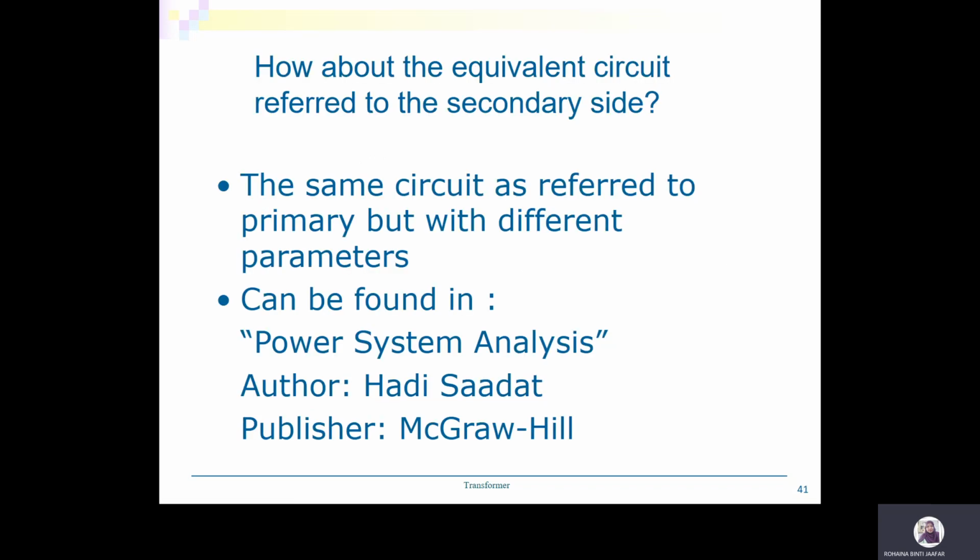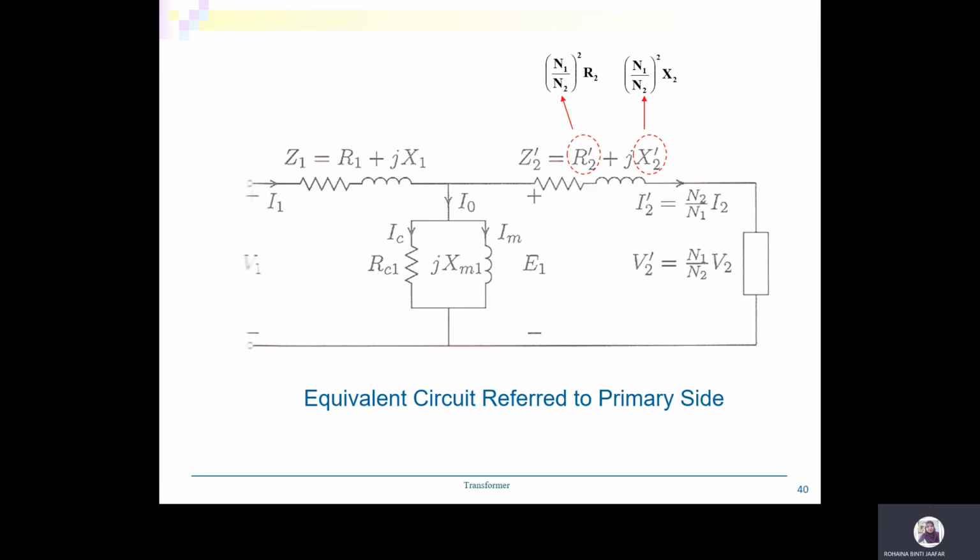How about the equivalent circuit referred to the secondary? If the question asks you about the equivalent circuit referred to the secondary, you can get your information from this textbook. Normally, all the questions use the equivalent circuit referred to the primary side.